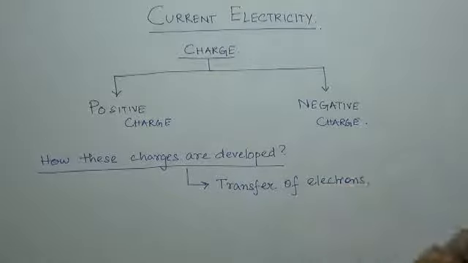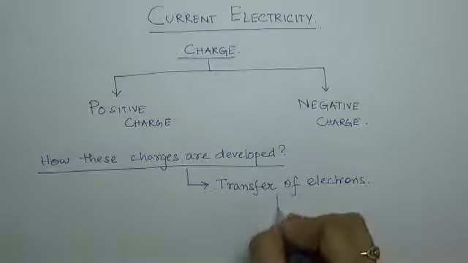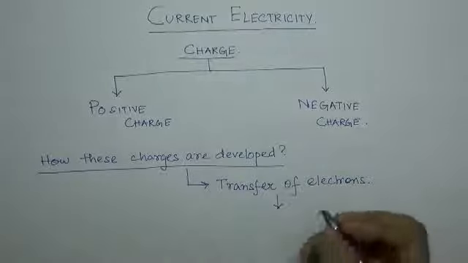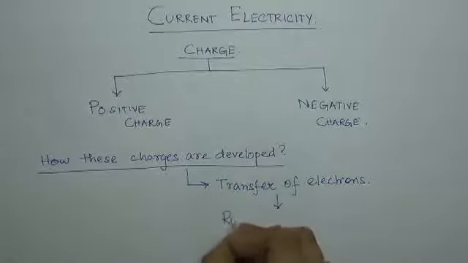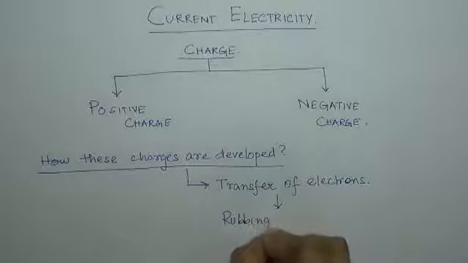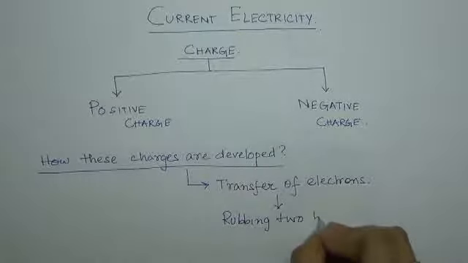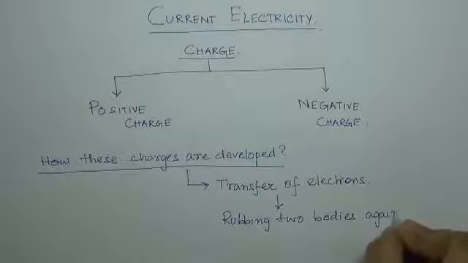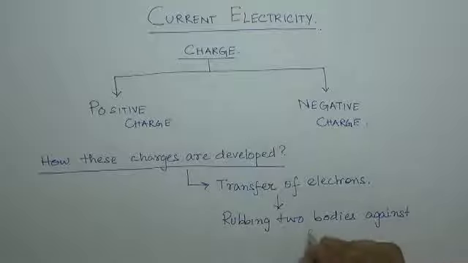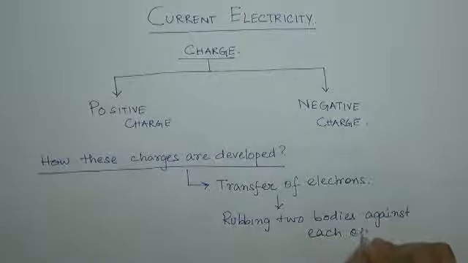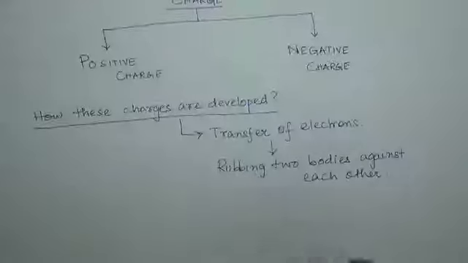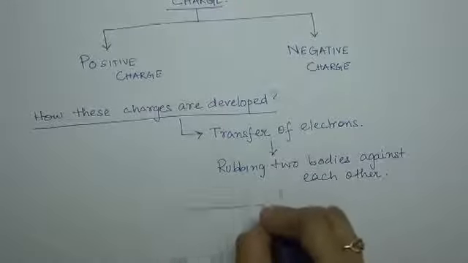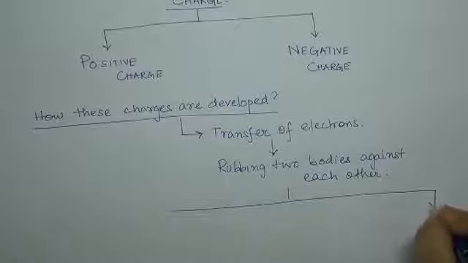What is the procedure? The procedure is when we rub two bodies against each other, there takes place a transfer of electrons. What happens when we rub two bodies against each other? One body loses electrons while the other gains electrons.